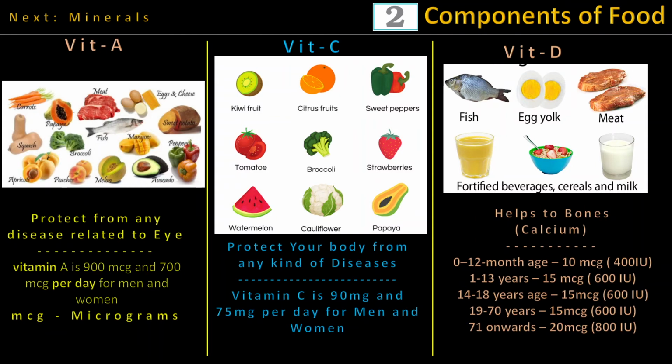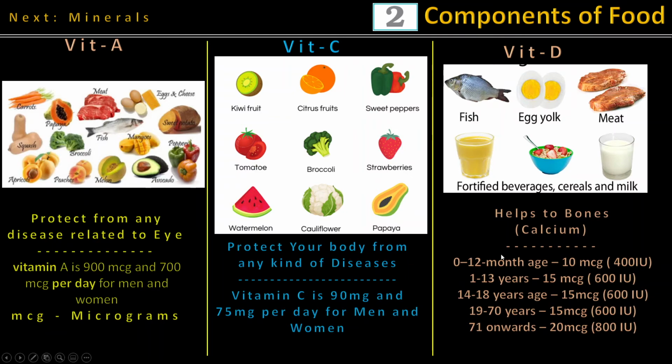And let's see the chart of how much vitamin D we need to take per day. From age 0 to 12 months, a newborn baby till 1 year, should take 10 micrograms of vitamin D, that is 400 IU. And from 1 to 13, 14 to 18, and 19 to 70 years it is 15 micrograms, and 71 onwards 20 micrograms of vitamin D we need to consume. This is the chart which is required when you are planning the diet plan.